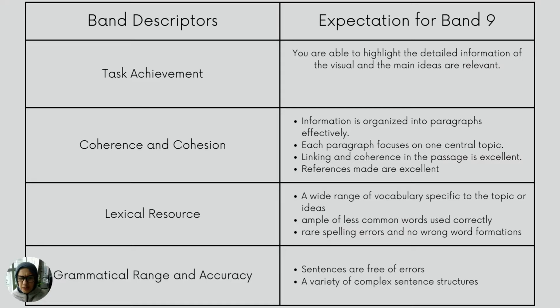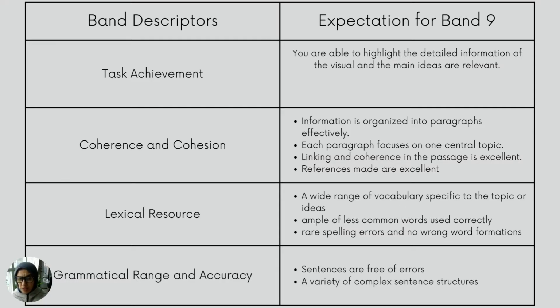First, let's look into task achievement. If you want to score a high band, then the expectation is that you were able to highlight the detailed information of the visual and the main ideas are relevant. And next is coherence and cohesion.